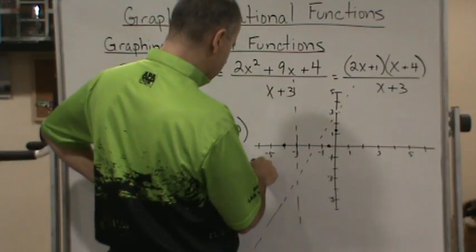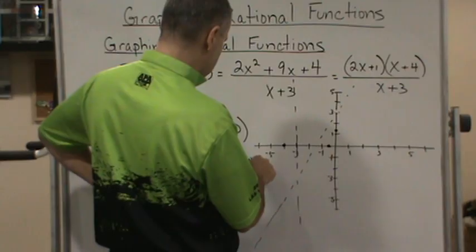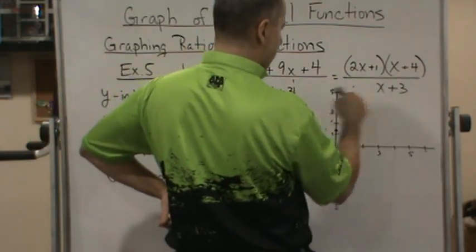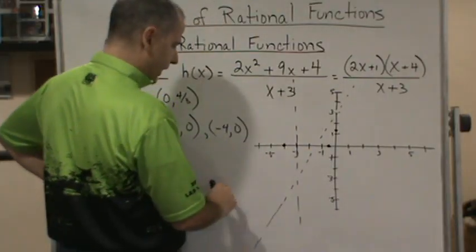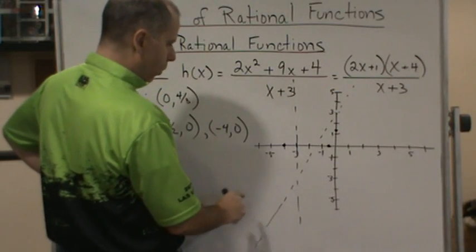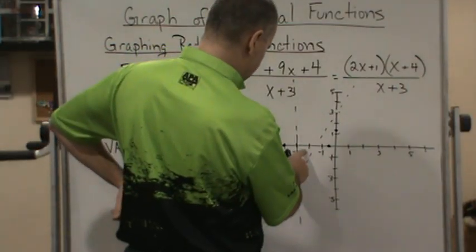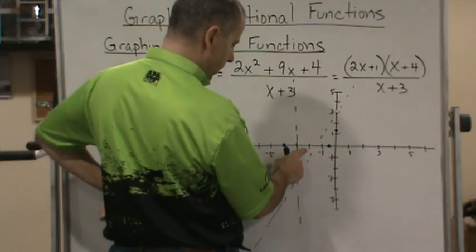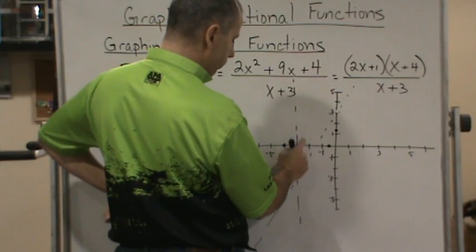Let's try -6. So -6 is still going to be negative, so it's going to stay negative here. What about -2? Where does it end up here at -2?